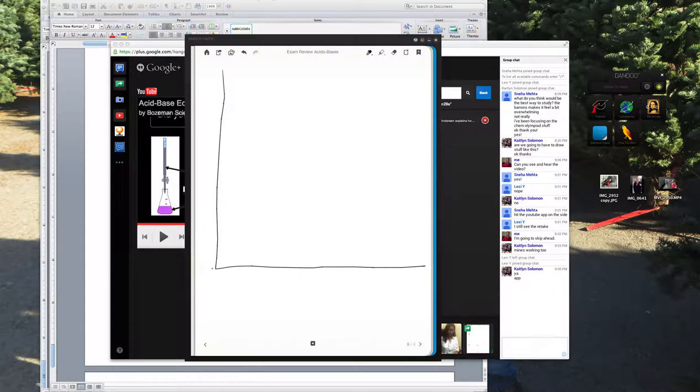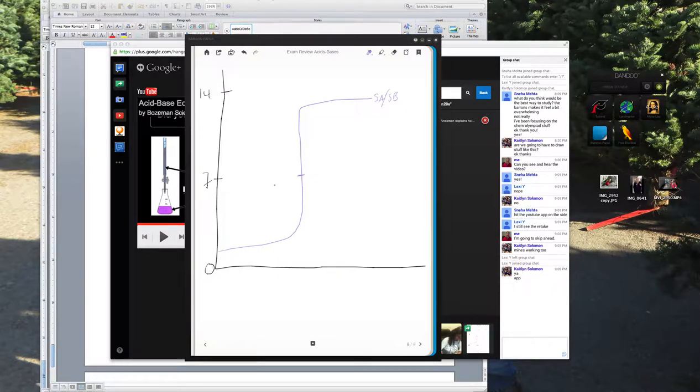Let's say that this is 0, this is 7, and this is 14. If we have an entirely neutral titration, like a strong acid with a strong base, it's going to come out here, go up in the center, and then come out here. So that's a strong acid, strong base, and at 7, this is the equivalence point.